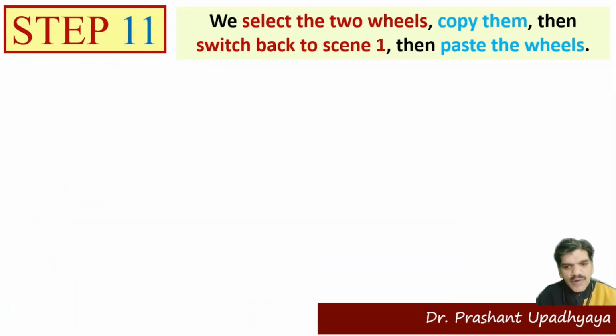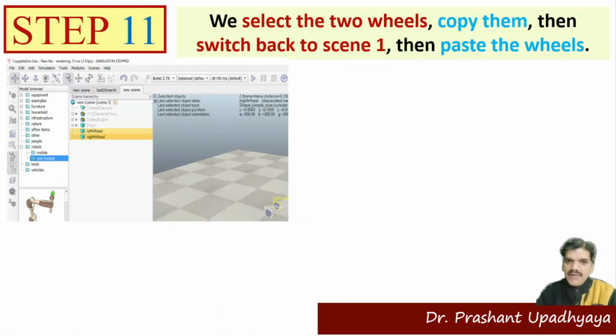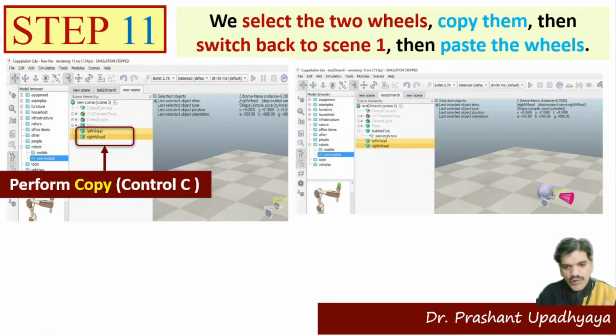Now we are going to select the two wheels, copy them, switch back to scene 1 and paste the wheels. Okay, so we have to perform Control C, Control V.